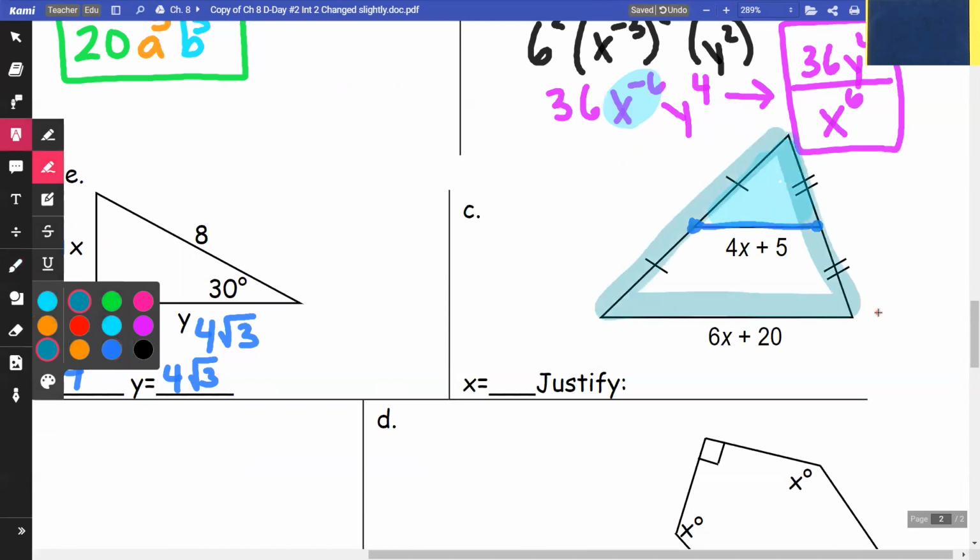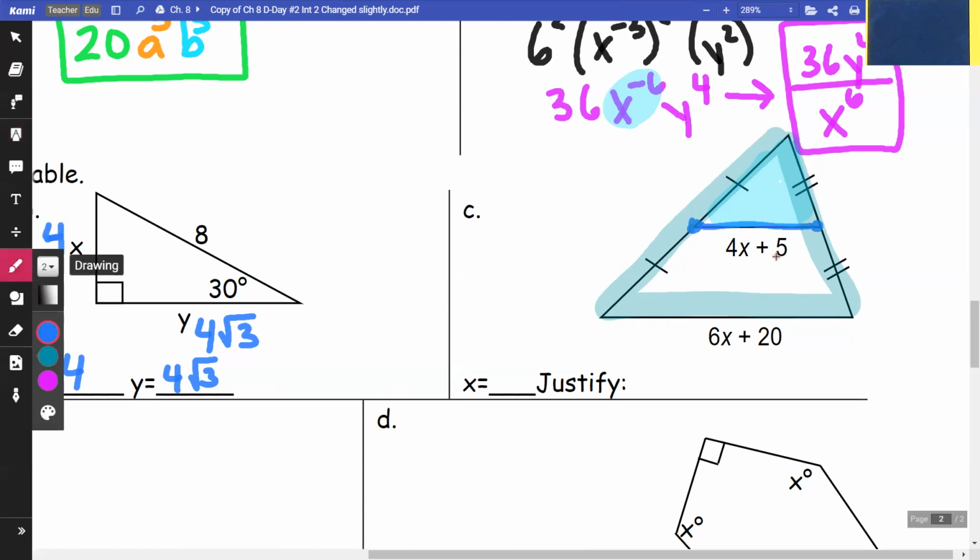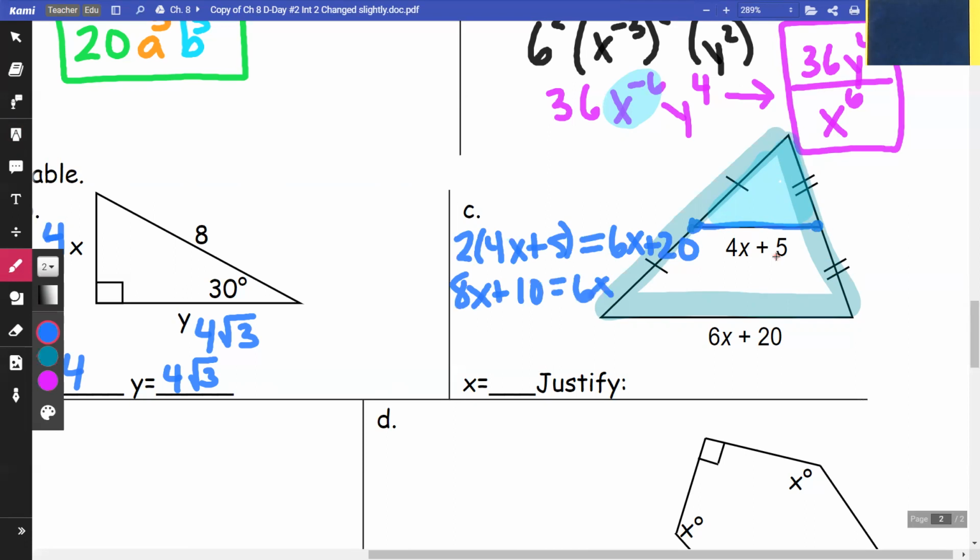This bigger triangle is, because of this being a midpoint, 2 of these, so it's twice as big. 2 of these, so it's twice as big. So that's true of both triangles. If I double the sides of this, I get the bigger one. So this base angle of 4x plus 5, I am going to double. So I'm going to take 2 times 4x plus 5, and set it equal to 6x plus 20 and solve. So I get 8x plus 10 equals 6x plus 20.